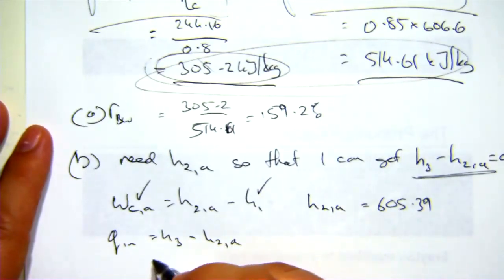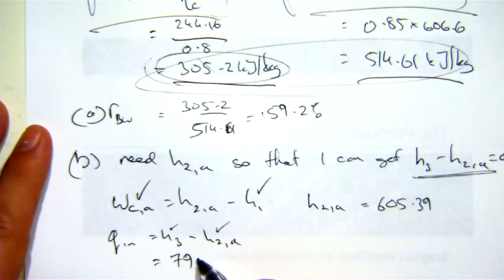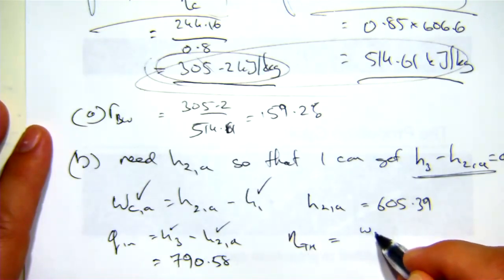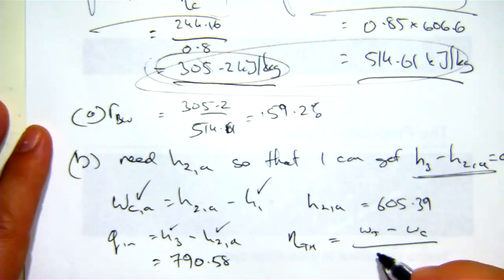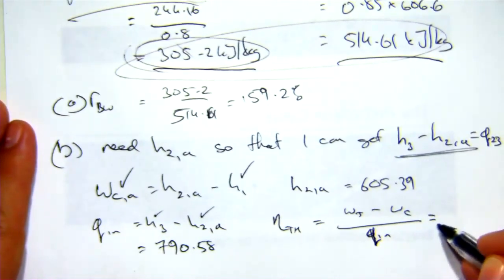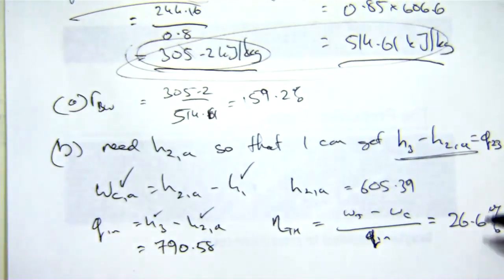And then with that, I can get Q in. I've got H3 now and I've got H2A now. I can plug that in, giving 790.58. And now I have all the bits I need for the thermal efficiency, which is to say work turbine minus work compressor over heat in. If I put all those numbers in, you get 26.6%. So thermal efficiency of 26.6%. Doesn't sound very big. A pressure ratio of 8 is not very big.